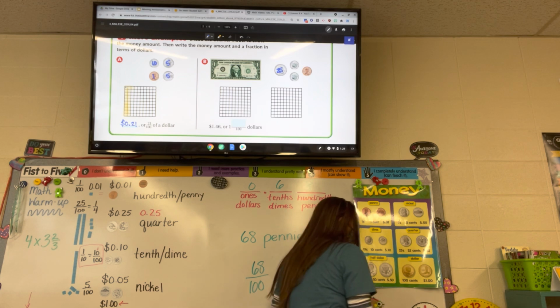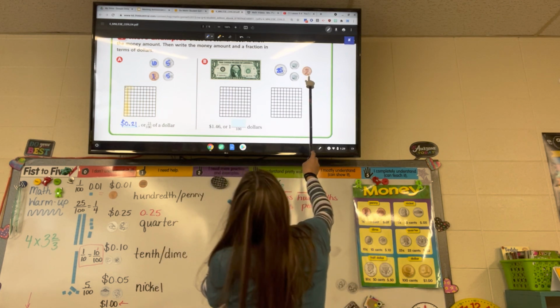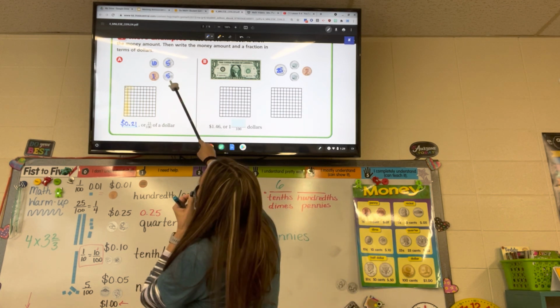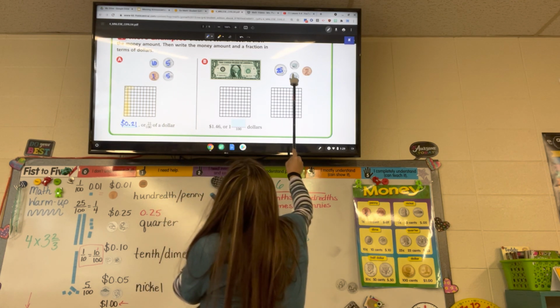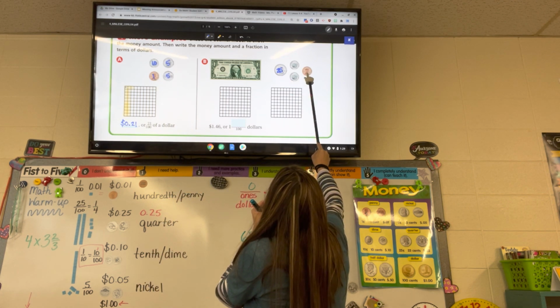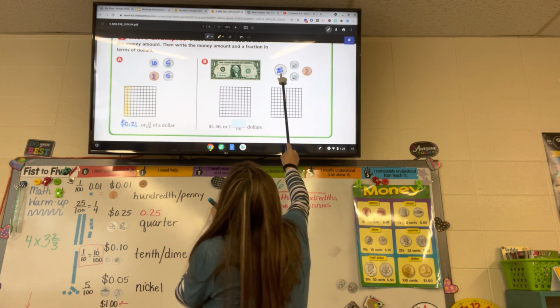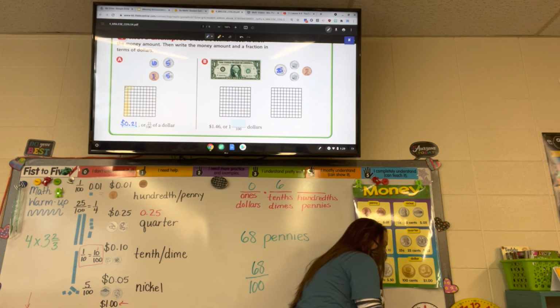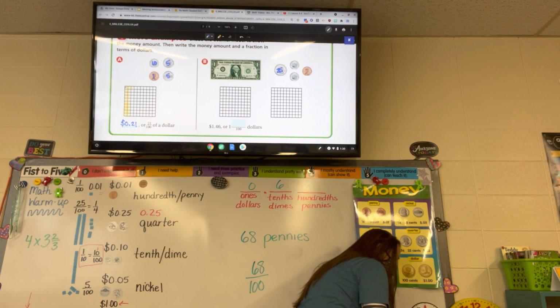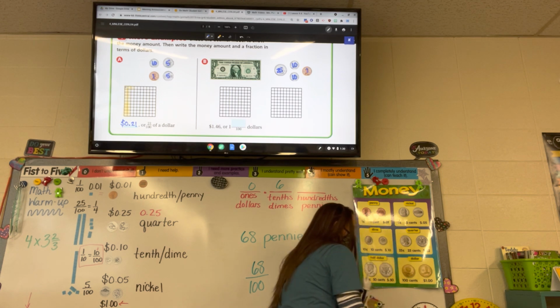Okay, then we have a dime. You can see, so look, the nickel's just a little bit bigger than the penny, just barely. The dime is smaller than the penny. The quarter is bigger than all of them. So the dime is next, and it's worth 10 cents. And then the penny, of course, is worth 1.